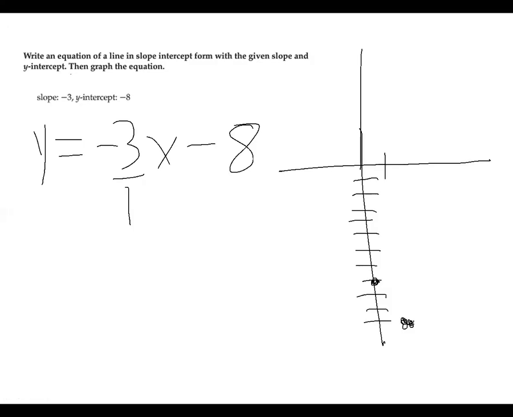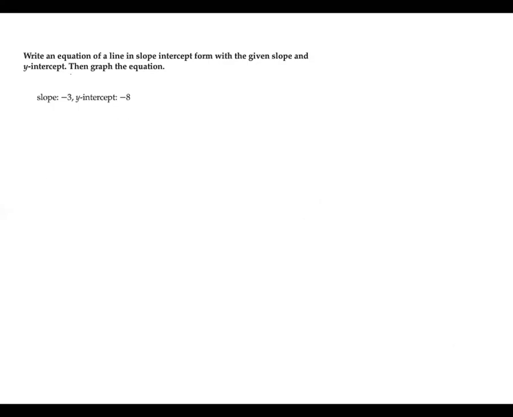And that would be your second point, and you can draw a line through those 2 points. Now, you can do that again from that second point, go down 3 over 1 again, and it would give you a third point, go down 3 over 1 again, that would give you a fourth point, and so forth and so on. But you really only need 2 points to draw a line.